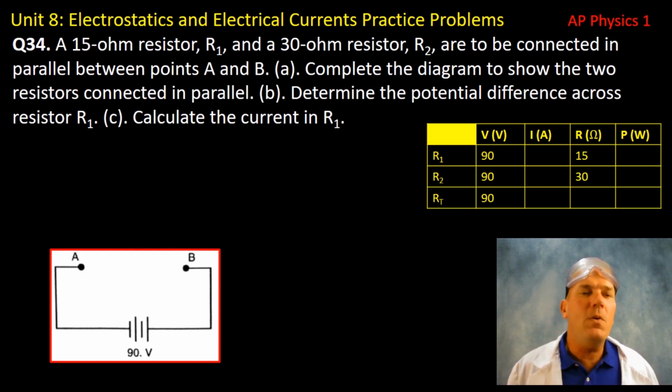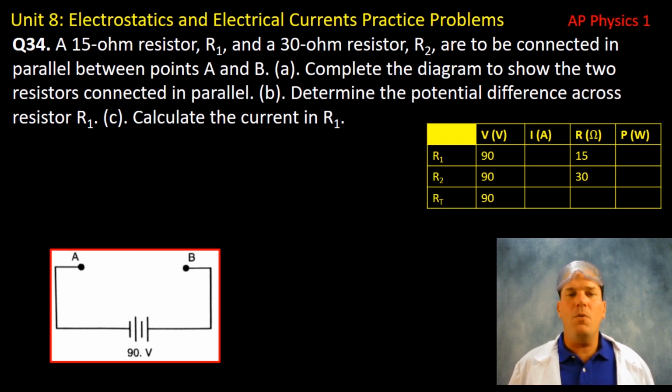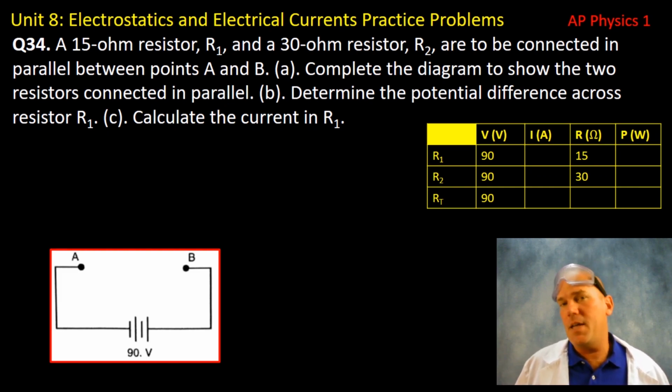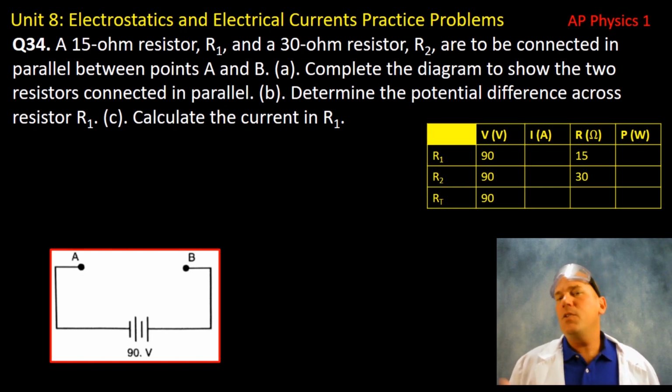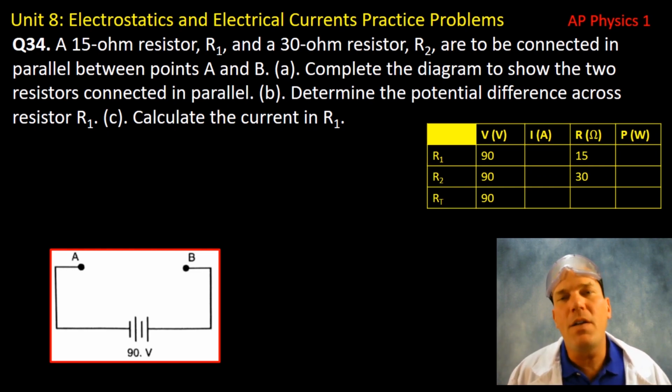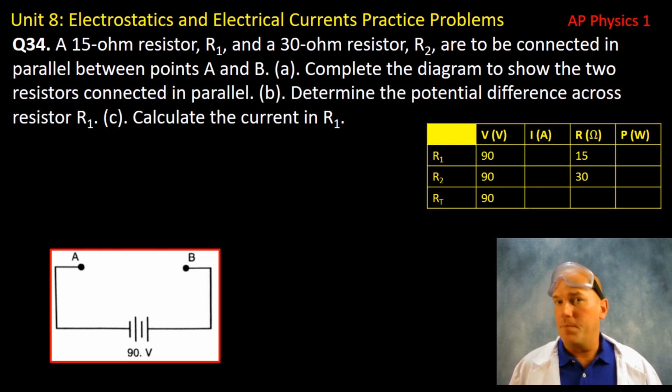Now in question 34, we have a 15 ohm resistor, R1, a 30 ohm resistor, R2, and they're going to be connected. And we want to connect them across points A and B. So you're asked to draw this into the diagram to show these 2 resistors in parallel, and then to determine the potential difference across resistor 1, and lastly calculate the current in resistor 1. So we're just going to do what we've been doing, and we're going to fill out a VERP table because it's great to practice analyzing these circuits.